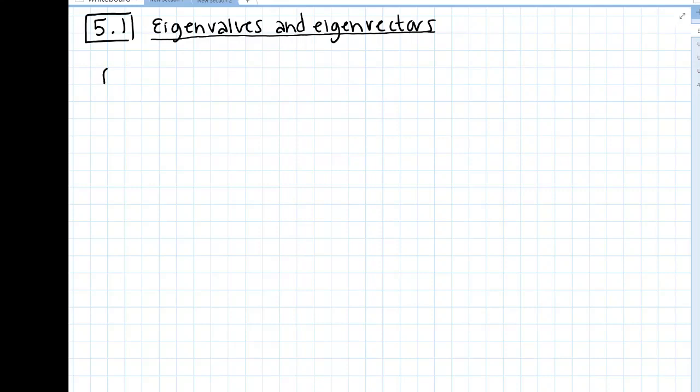So we're going to start by looking at an example, and I'm not going to tell you yet what those two words mean, but by doing this example, I think you'll understand better what those words mean than if I just tell you the definition.